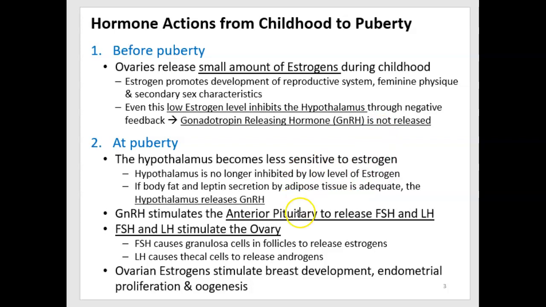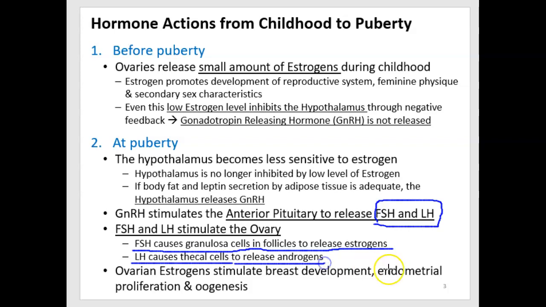And when it is, it stimulates the anterior pituitary to release follicle-stimulating hormone and luteinizing hormone. Both of these stimulate the ovary. Specifically, FSH causes the granulosa cells in follicles to make estrogen. And the luteinizing hormone causes the thecal cells that are in the follicle to release androgens. One example of an androgen is testosterone.